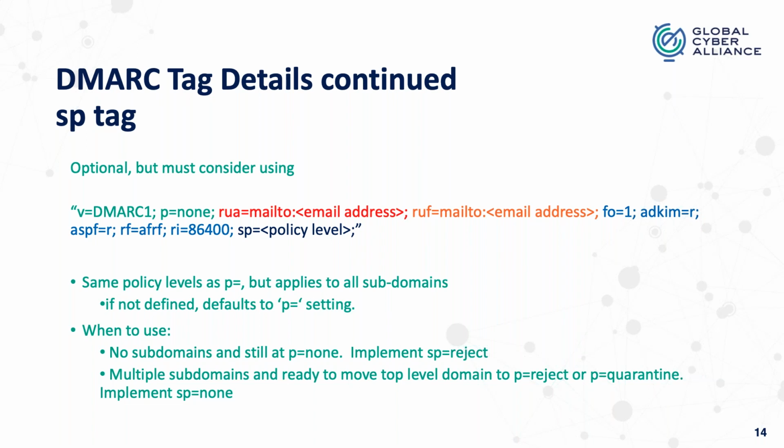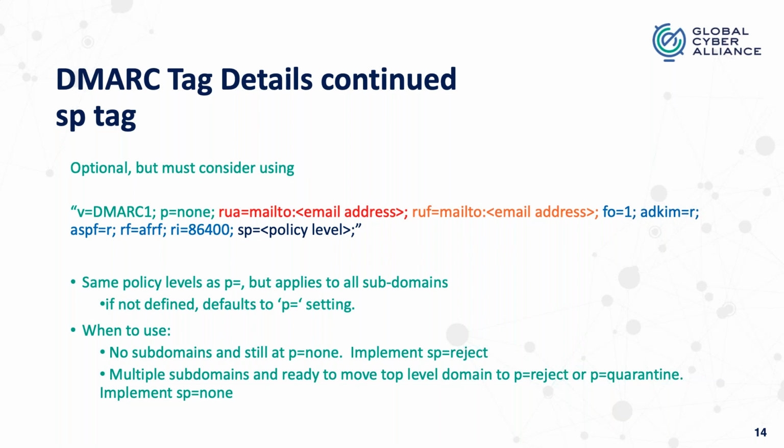But if you do not put in the SP tag, it automatically defaults to whatever the p tag setting is, right? So if your p tag is equal to reject, that means reject is applied to your top level as well as your subdomains, right? So what are some scenarios in which you should consider using this?